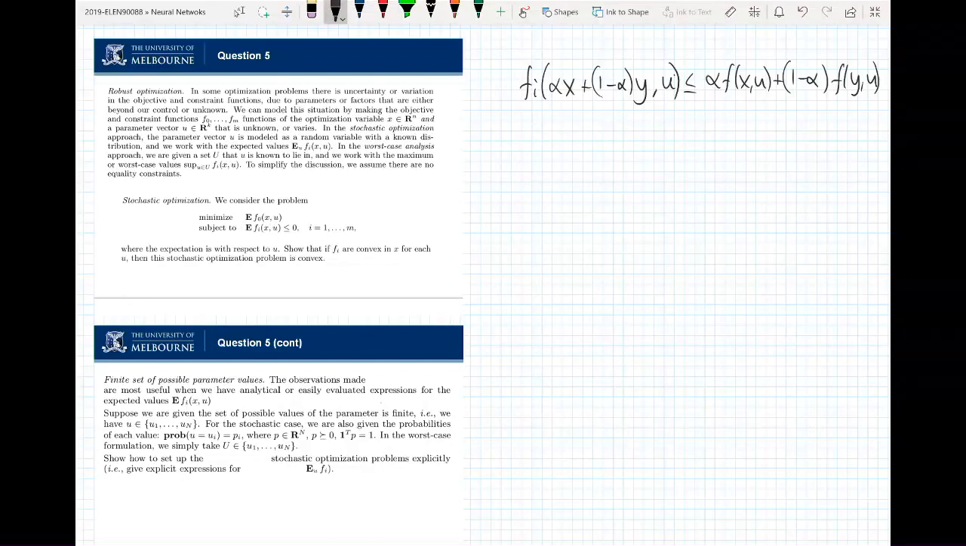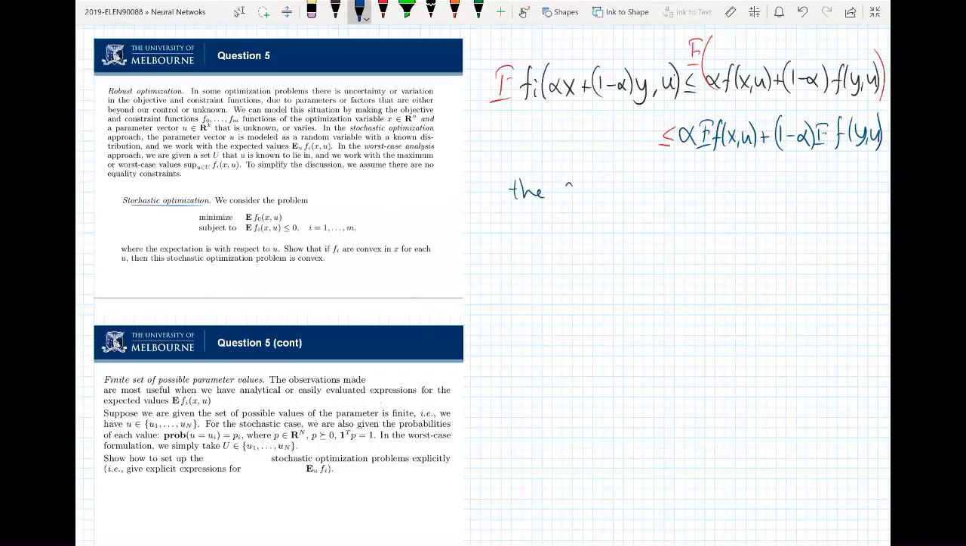If I take the expectation, so if I write the expectation to both sides, this would be the expected value. And then on the right-hand side, what will I have? Because expectation is a linear operator, I will have alpha times the expected f of x u and 1 minus alpha times the expected f of y u. But then I can write everything in terms of the expectation, which is the case for the formulation we have.